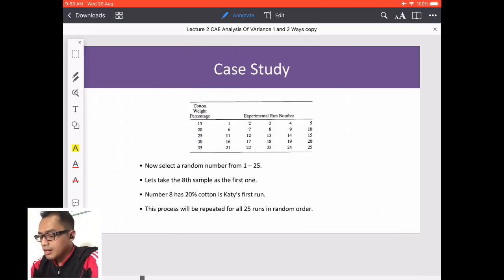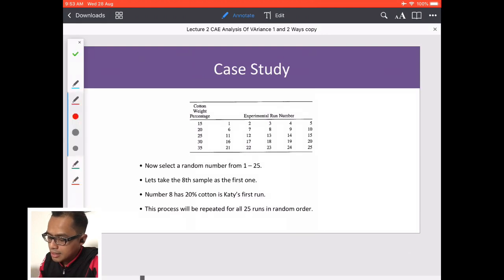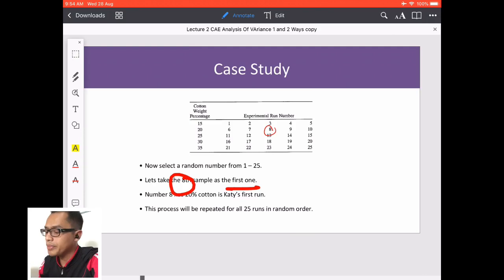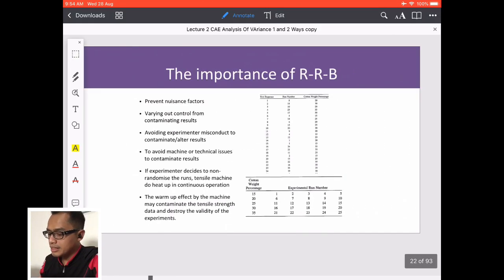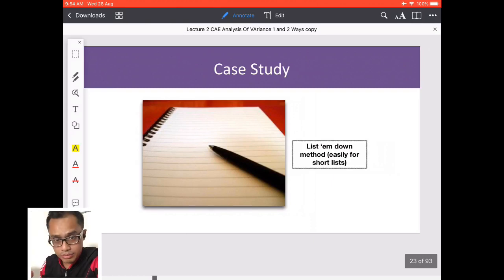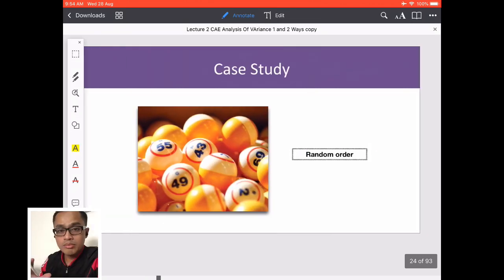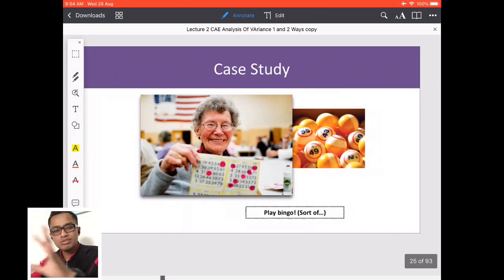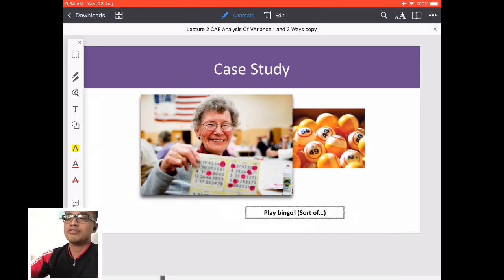Okay. In this slide, it says here, she chose the 8th sample to be the first experiment. So where is it? So this is the one. So she chose 8 and she went on until all the random order. So when you do your final year project or any project that uses ANOVA, you can use these methods. List them down and then in random order, just pick them up, sort of like a bingo scorecard. So take one, okay, I've done number 25. Take one, I've done number 20. Take one, I've done number 2. Until all of the list is done. Alright? So this is how we do it.